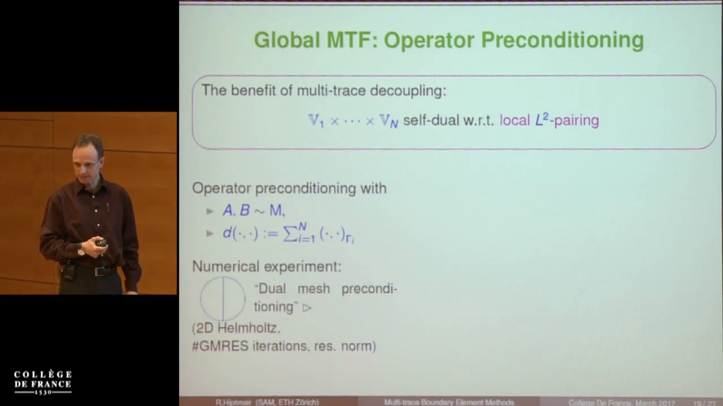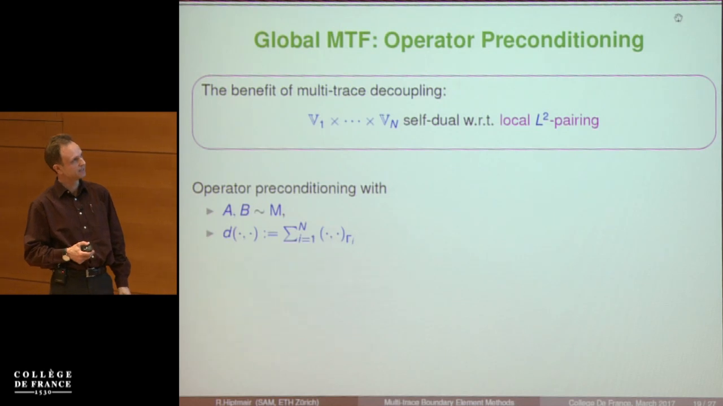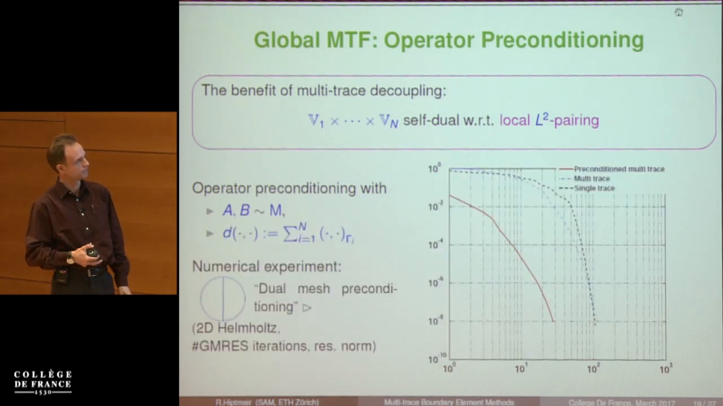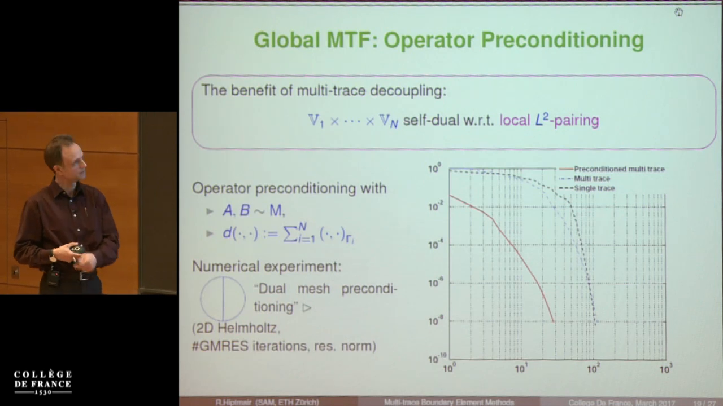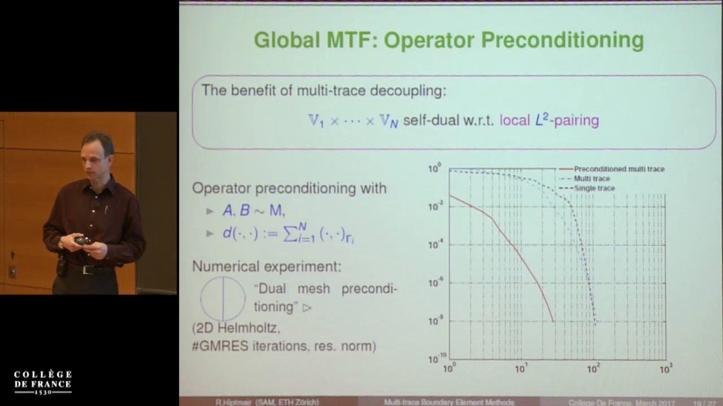Simple 2D experiment. I think the wave numbers were 1, 2, and 3 in 3 subdomains, so split disk setting. And this is what you get. Experiment by Xavier. GMRES behavior. This is the non-preconditioned case, multi-trace, single trace. You see, well, rather slow convergence.